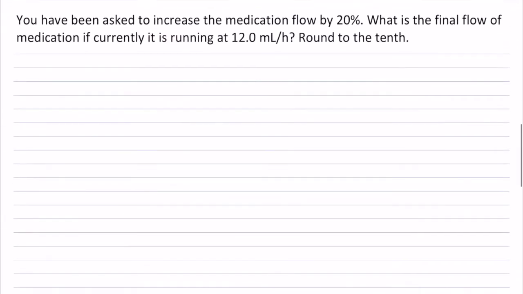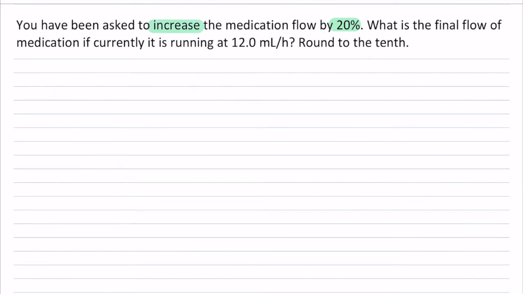So I just want to show you. You have been asked to increase the medication flow by 20%. So I have 20%, and it is an increase. What is the final flow? So what is the final flow of the medication if currently it is running at 12 milliliters per hour, rounded to the tenth?